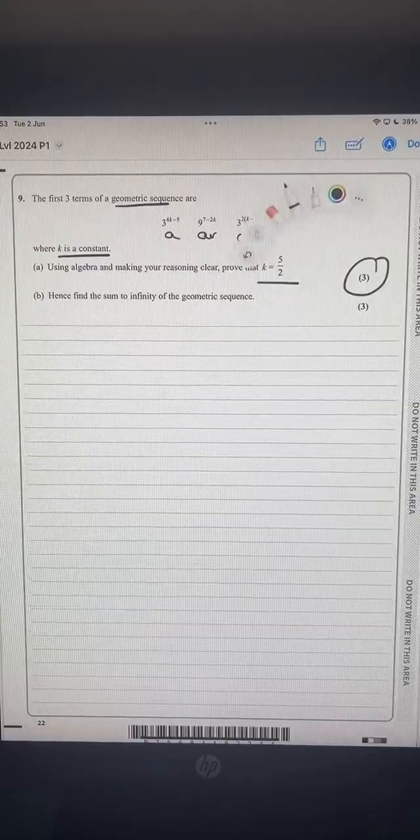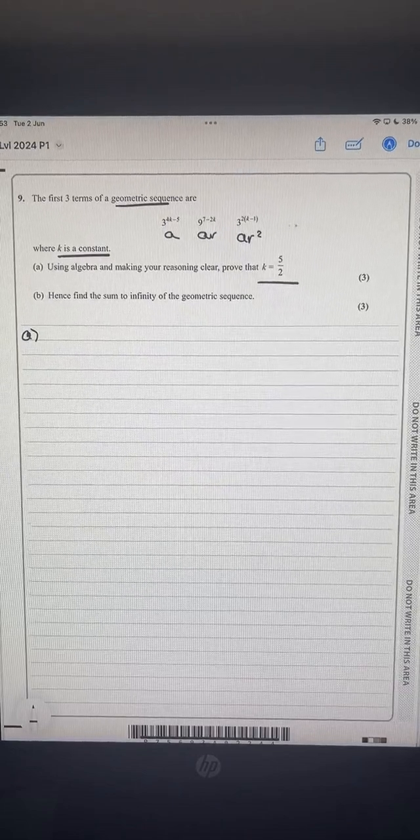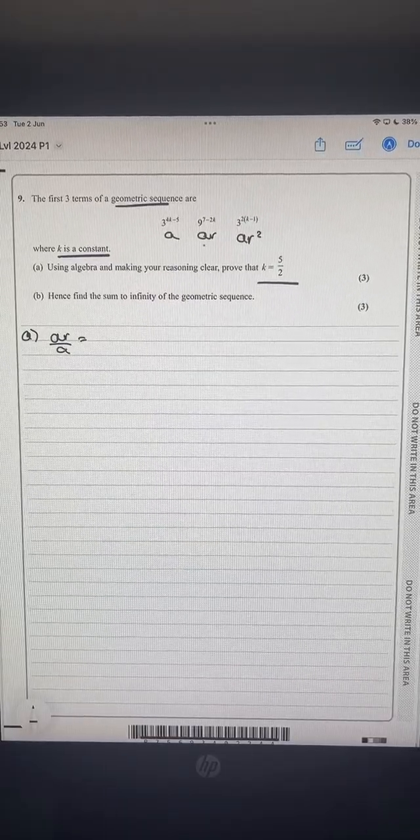So they're giving us 3 marks and they're telling us the answer. So let's use this, let's guarantee these marks. Whenever they give you values for a geometric sequence, the only thing you can really do is work with the ratios. So we know that ar divided by a, the ratio between the first two, is equal to the ratio between the second and the third.